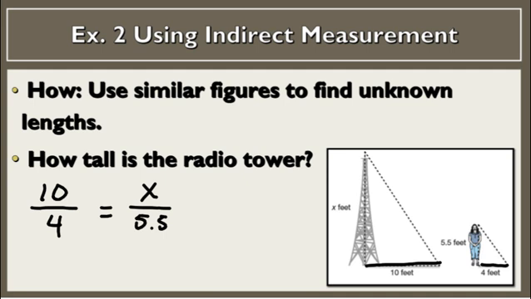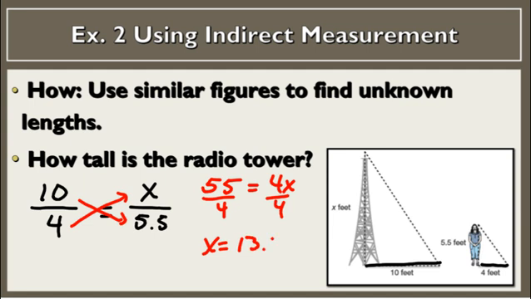Now all I need to do is cross multiply. So 10 times 5.5 is 55 equals 4 times x, which is 4x. I can divide by 4 on both sides, and then I'm left with 55 divided by 4. 55 divided by 4 equals 13.75. And that would be the height of the tower.